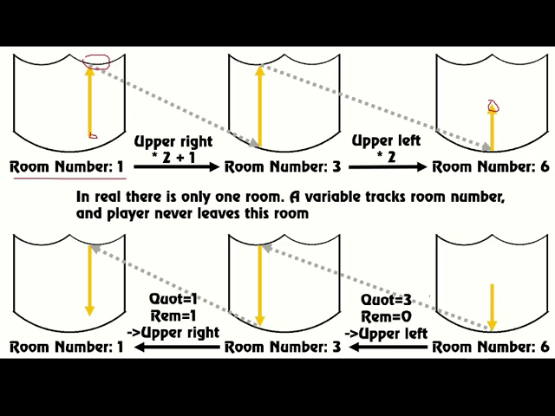When reaching bottom, we divide it by 2 and calculate the quotient and remainder. Quotient is 3 and remainder is 0, so the player gets to the upper left side of room number 3. And 3 divided by 2, we get quotient 1 and remainder 1. So it's upper right side of room number 1, and by this means we keep all the things correct.